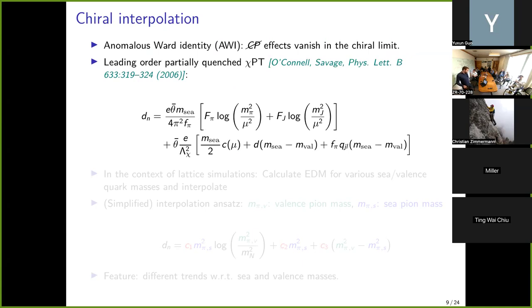There was a calculation in the past in partially quenched ChPT, where they treat the valence quarks and the sea quarks separately, forming basically a multiplet of 4 different quarks, but the sea quark and the valence quark are treated separately in this context, and they derived this formula here for the dipole moment. So here you have again a global prefactor in terms of theta bar.